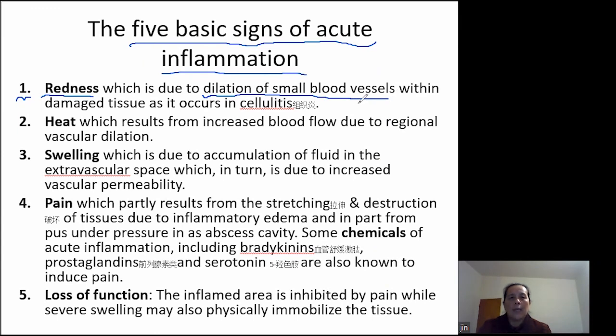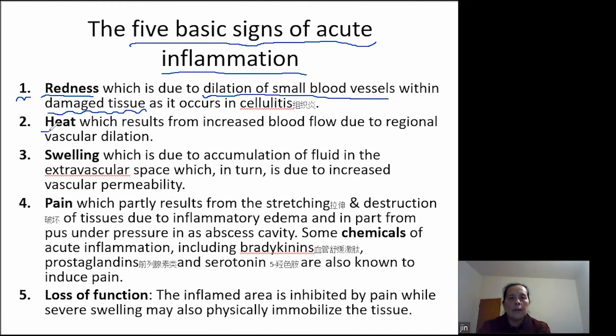So that basically brings more blood locally, and even some blood cells migrate out of the blood vessels to the outside of the tissues. And also, when we say damaged tissues, it is also possible that some blood vessels are damaged. So that's another reason red blood cells go locally and cause the redness.